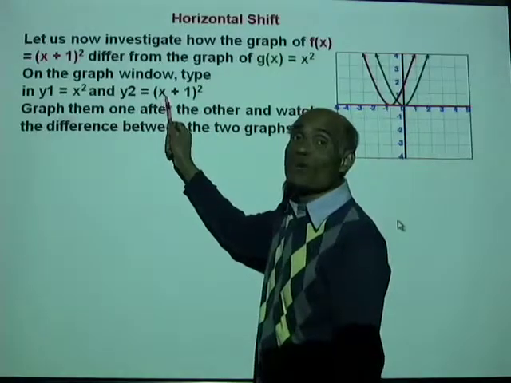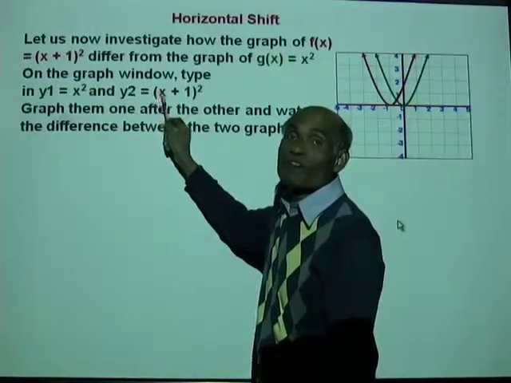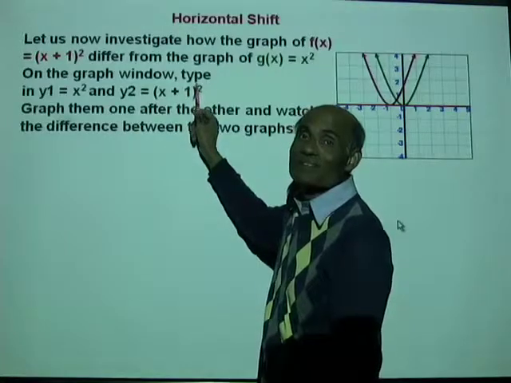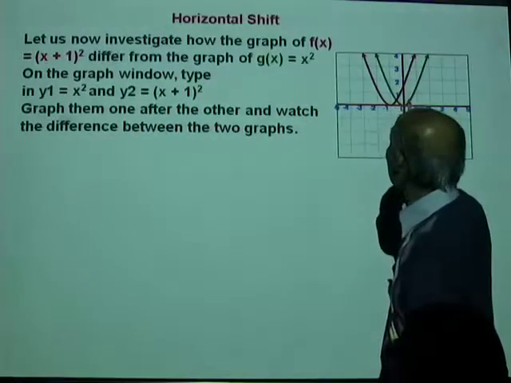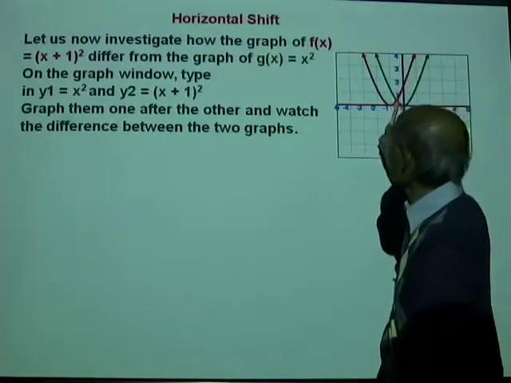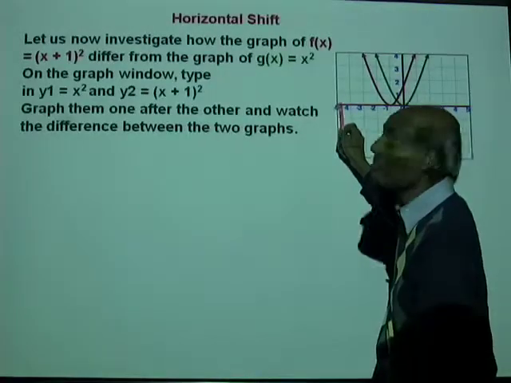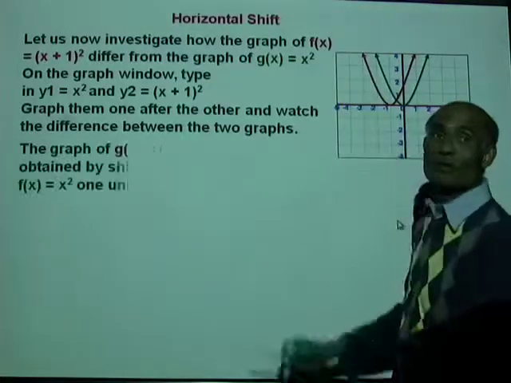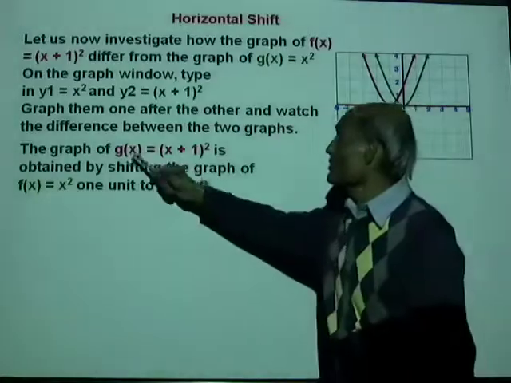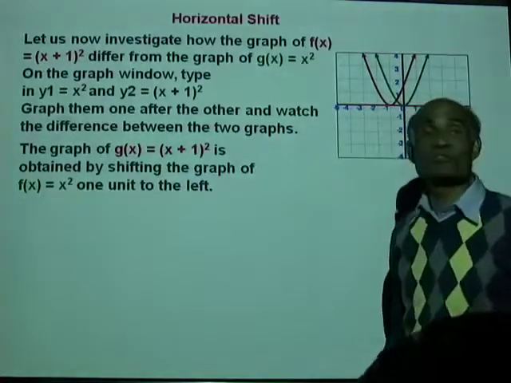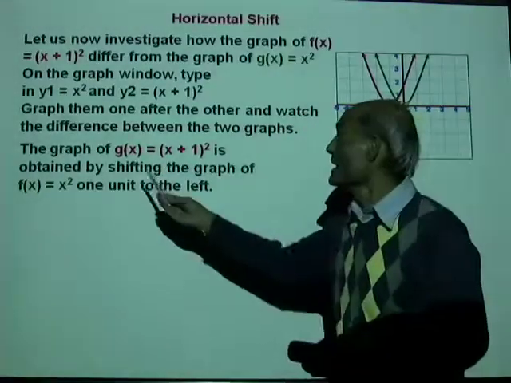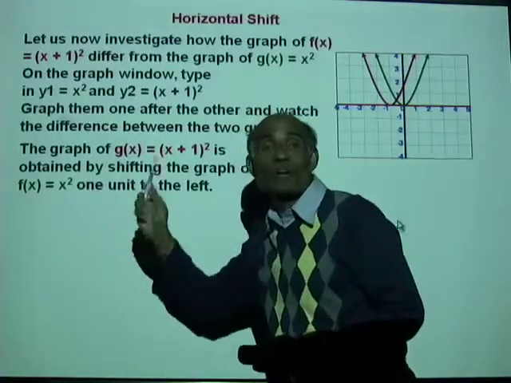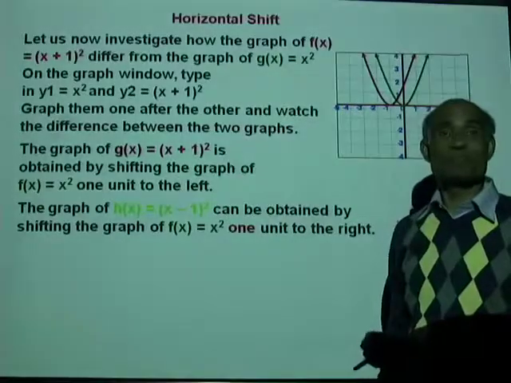Alright, in that case, what will be the graph of f of x equal to x plus 5 all squared? Well, it will be the graph of f of x equal to x squared shifted 5 units to the left. It will be like this. Alright. So, the graph of g of x equal to x plus 1 all squared is obtained by shifting the graph of f of x equal to x squared 1 unit to the left.